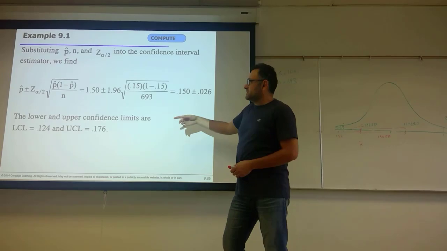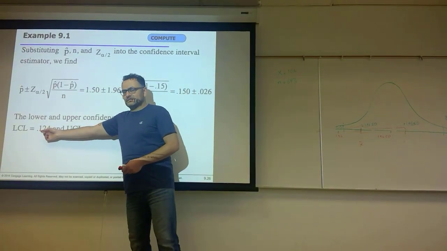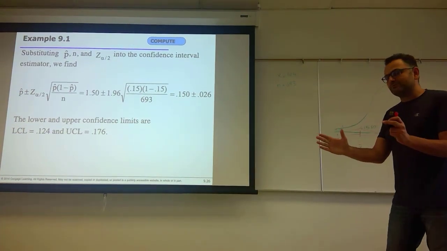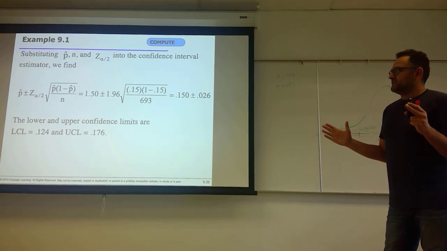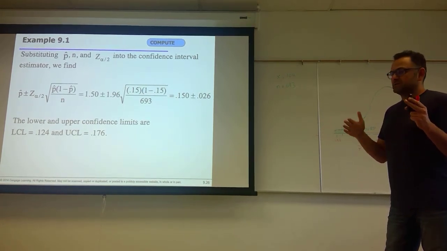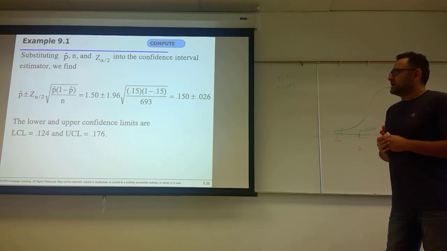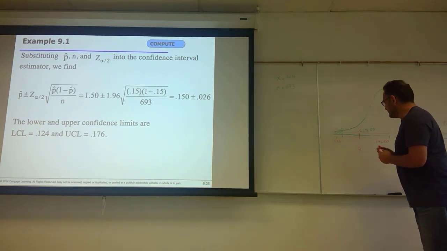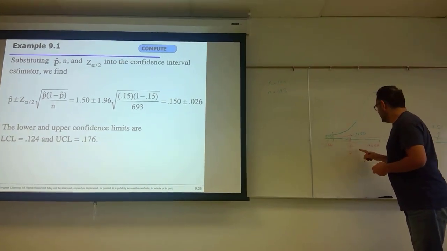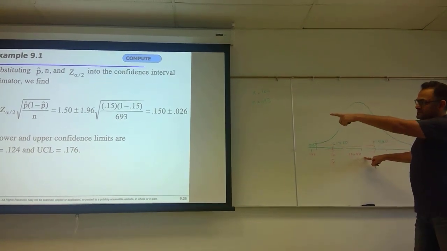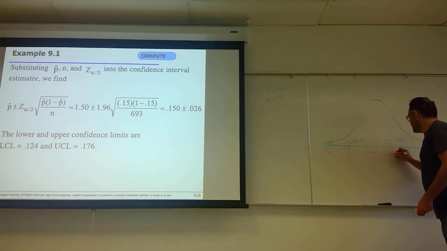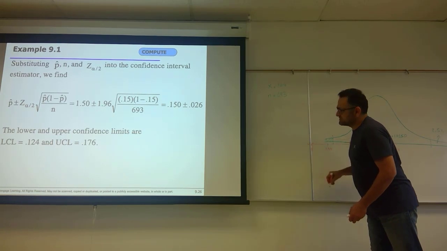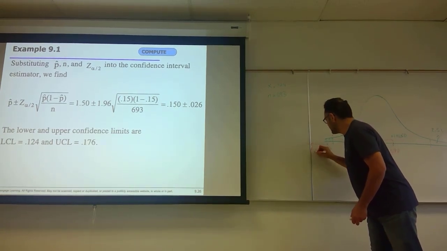And if you do the math, you get a lower confidence level of 12.4% and an upper confidence level of 17.6%. Right? So between 12.4 and 17.6% of the people are asking their physician regarding a prescription drug. And that is with a 95% confidence interval, right? So we got here a value of 15%. And then if we add the 1.96 standard deviations, what we get is 17.6%. If we subtract the 1.96 standard deviations, what we get here is 12.4%.